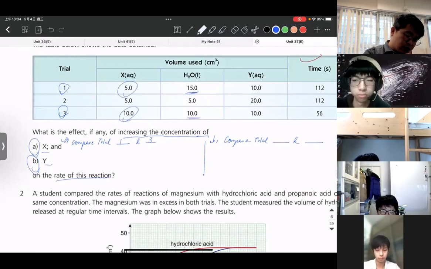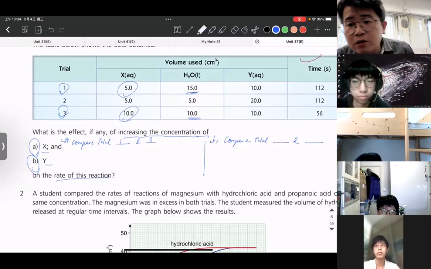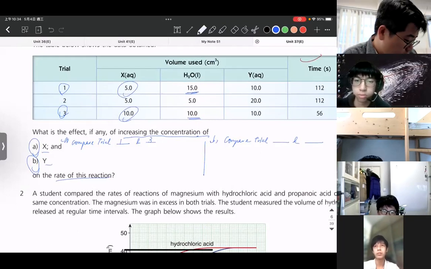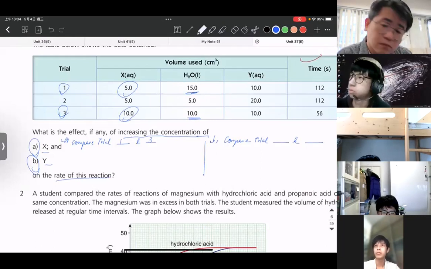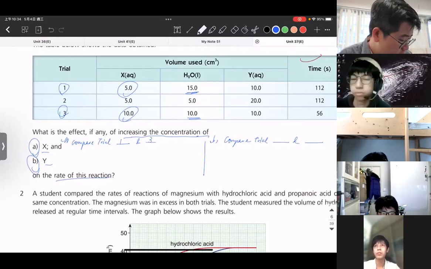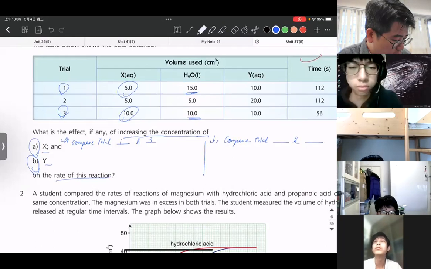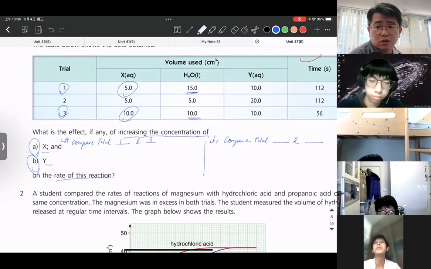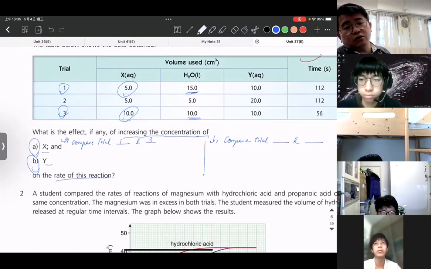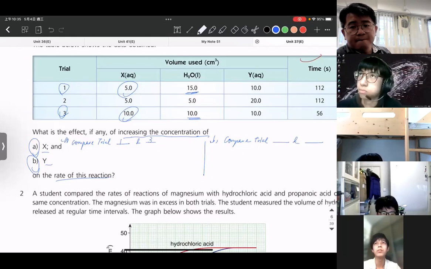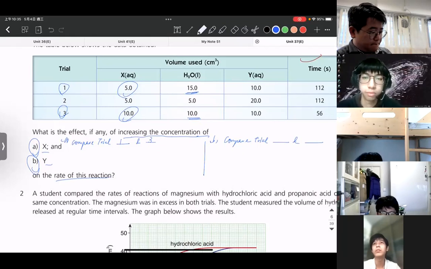So my question is, how come the volume of water change? Is it a fair test? You just said the concentration of X is changed from the volume, but I can see the volume of water also change. So is it still a fair test or not a fair test? Yes, because the solution mixture is still 30 cm3. The total volume of the solution is still 30.